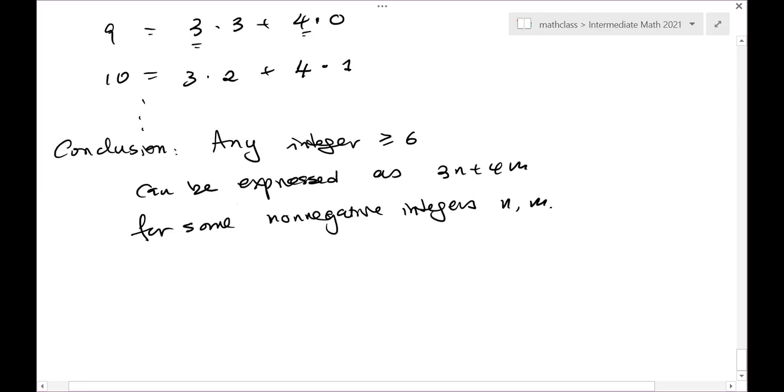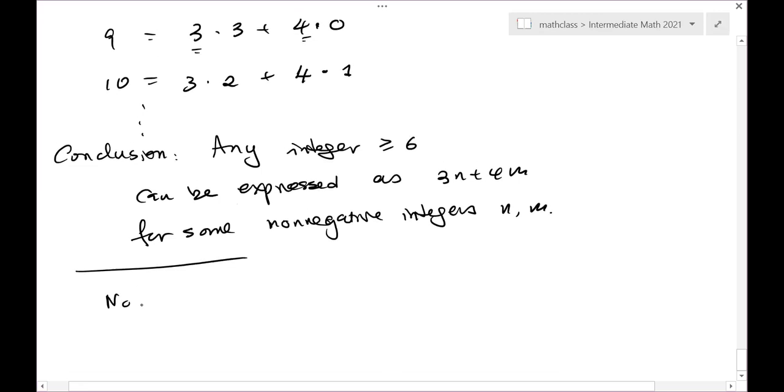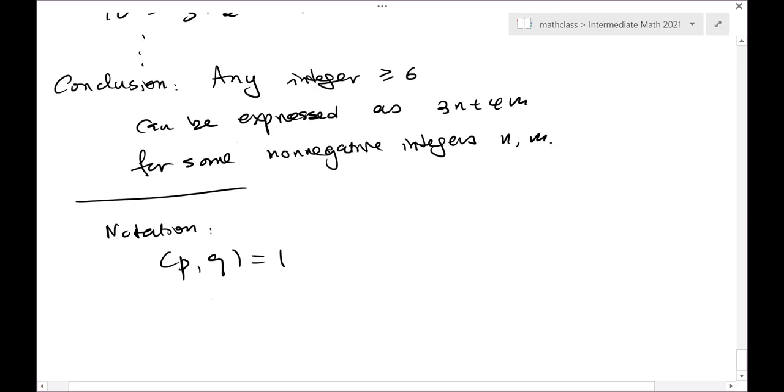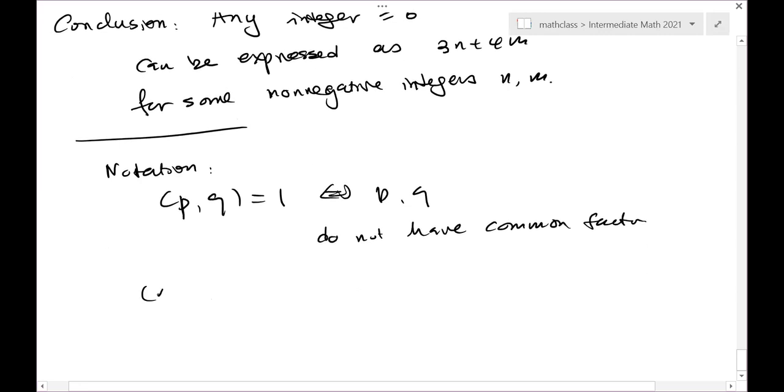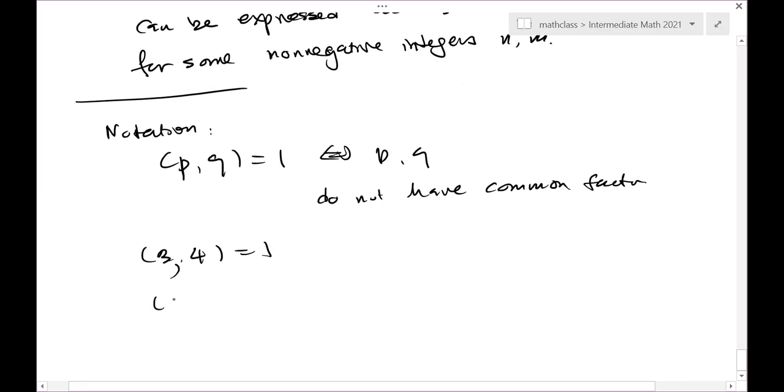There's a concept, a notation in mathematics, for two numbers. When we say this notation, it means P and Q do not have a common factor. So for example, for 3 and 4, it's going to be 1. We call it relatively prime in some books. And then 4 and 5, that's going to be 1.